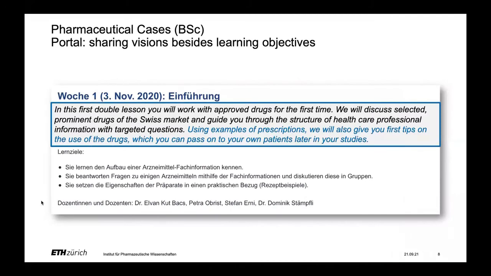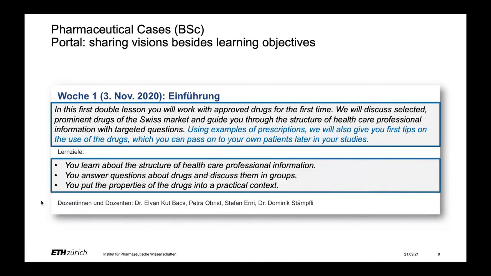And here again, the short excerpt. Using examples of prescriptions, we will also give you first tips on the use of the actual drugs, which you can pass on to your own patients later in your studies. So in the 5th year, our students get to go into a pharmacy and actually work as a pre-registration pharmacist. And I think statements like this generate a whole different kind of motivation in our students than just having the bland learning objectives, which can sound boring at times.